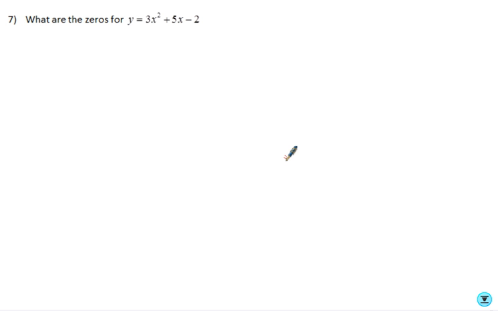Alright, so you'll notice on this one there's no graph. It's got a big open blank space here. And they're asking us this question, what are the zeros for? And then they give us a function there. So we first have to define, what are they talking about when they say the zeros?